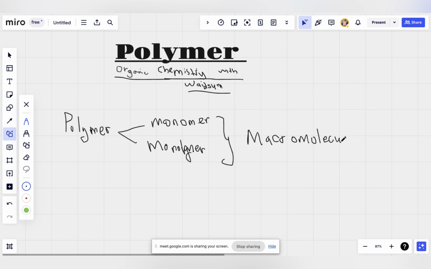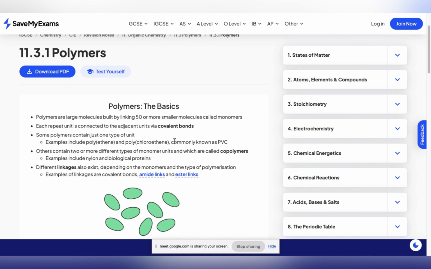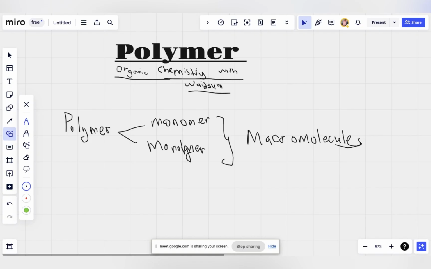They are large molecules that are formed from smaller units of other molecules. It could be up to 10, 20, 50 monomers, small units coming together to form a giant structure called the polymer. Each repeating unit will be connected to the others, and they will bond together covalently, so each monomer bonds to itself covalently to form a giant macromolecule.